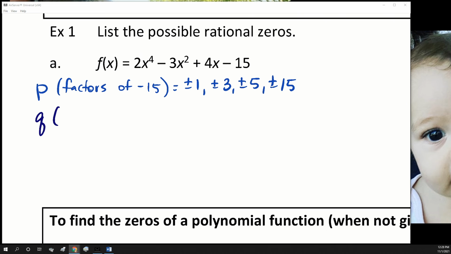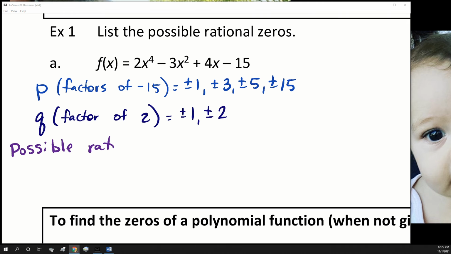Okay, and then Q is going to be the factors of the leading coefficient. And in this case, the leading coefficient is 2. That's going to be positive and negative 1 and positive and negative 2. Okay, so what we're looking for are the possible rational zeros. And that's going to be taking all the p's and putting them over all the q's.